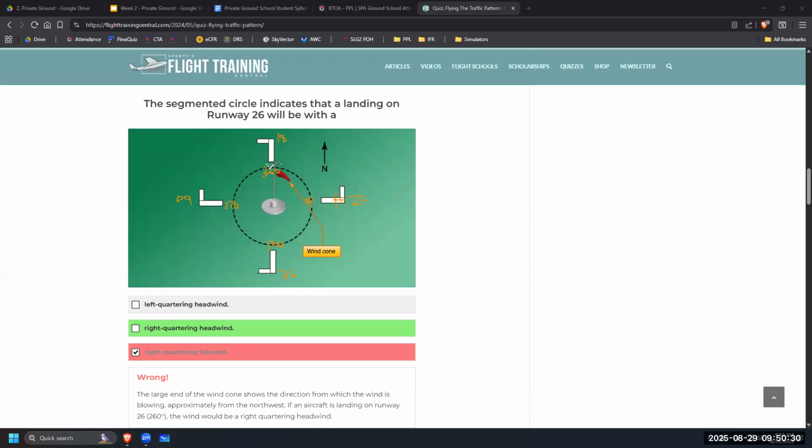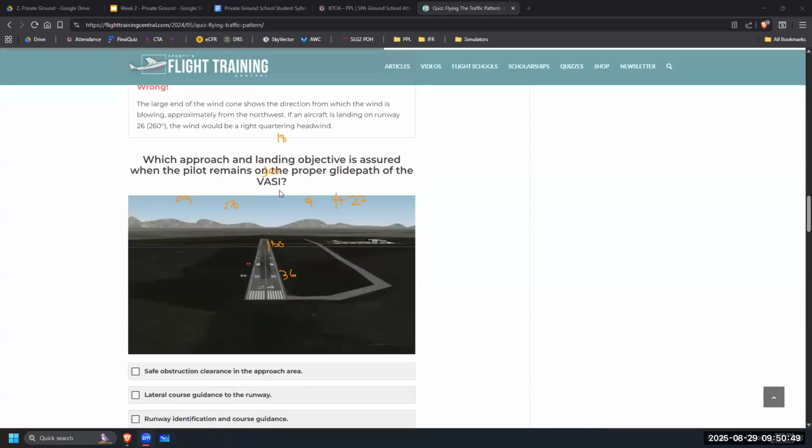Hopefully we're good on this. I've said it 10 times. Tell me if I need to explain it a different way, but this is how we figure out our runway numbers, and then the wind is coming from over here. Okay, good stuff. Obviously we needed to clear some things up on this.